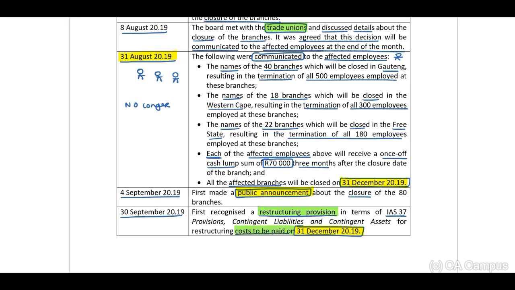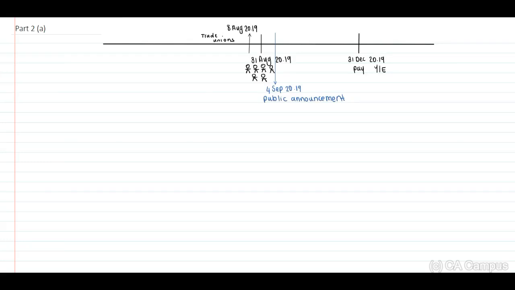Now, on a timeline, if we look at this, what happened? They met with the trade unions on the 8th of August. Then, on the 31st of August, they met with the employees who will be affected. On the 4th of September, they made a public announcement. And at the end of September, 30 September, they recognized a provision in terms of IAS 37 relating to the amount to be paid at year end.